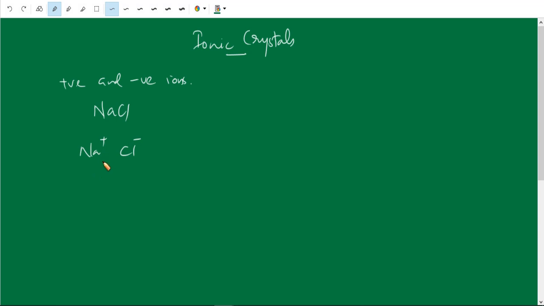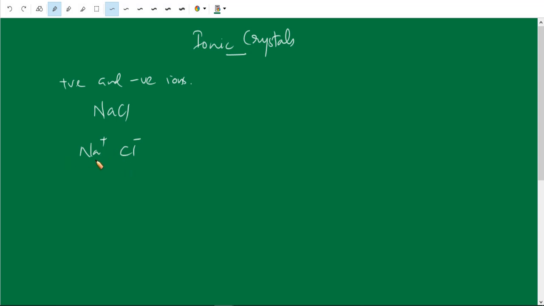Let us now talk about the ionic crystals. These ionic crystals are made up of positive and negative ions. Common examples are NaCl, potassium chloride, and cesium chloride. These are examples of ionic crystals. Here in NaCl, we have Na plus and Cl minus ions. We have seen the structure of NaCl and CsCl in the first chapter.